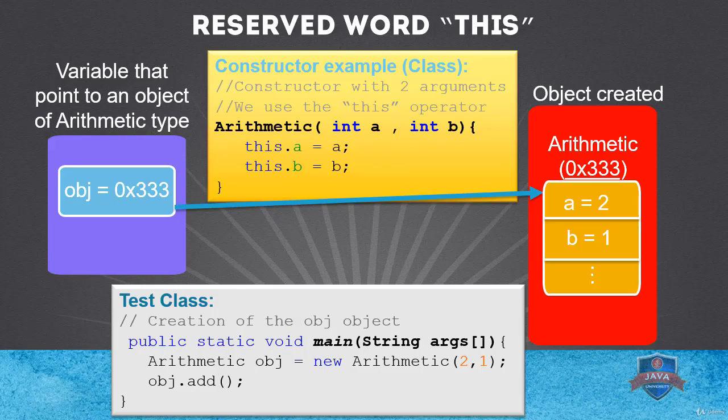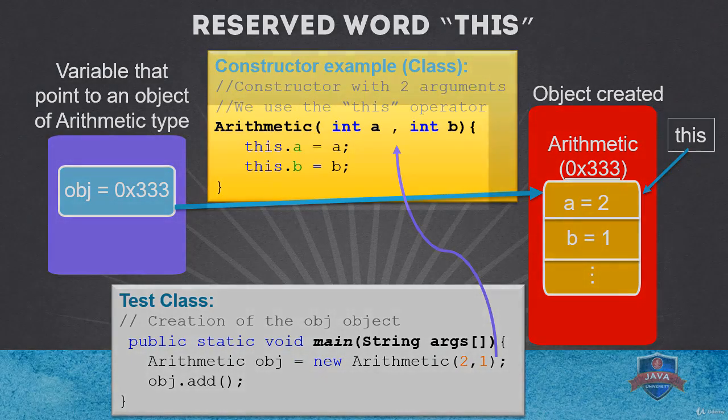So when creating this object, we are calling the constructor with 2 arguments. And for this, we can use the this operator to make a difference between the arguments and the attributes of the class. So the this operator is pointing to the current object that we are working on. As we can see in the picture, we have a class that has attributes called a and b. And also the constructor of the class receives 2 arguments called a and b. To make a difference between these 2 variables, the attributes of the class and the arguments received in the method, we can use the reserved word this as shown.